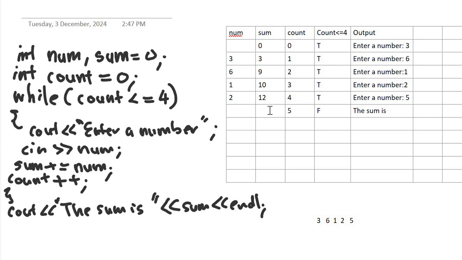Oh, sorry. We haven't added this one, right? The sum should be 14 just now. Sum plus num, this one, the number entered just now, 5. Sorry, this one should be 10, 12, and 12 plus 5 is 17. So we should have 5 numbers, and the sum is 17.